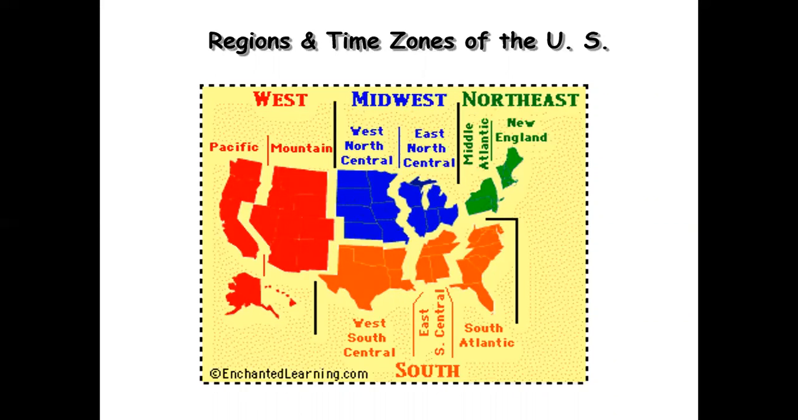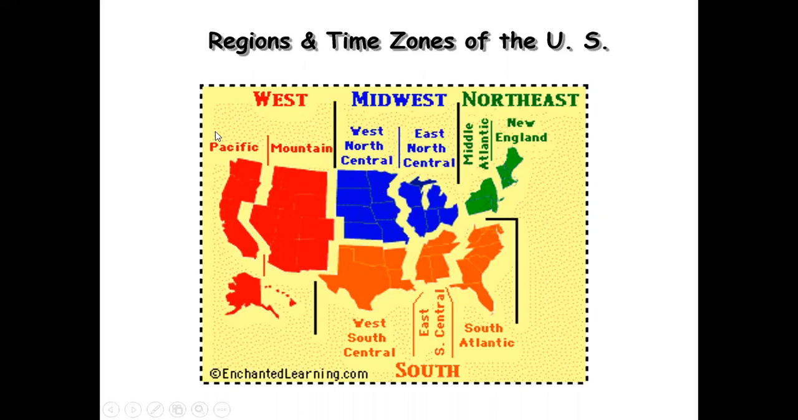In the Midwest, we have the East North Central. That's like Michigan, Wisconsin, Illinois, Indiana, Ohio. And in West North Central, we have North Dakota, South Dakota, Nebraska, Kansas. We have Missouri, we have Iowa, we have Minnesota.